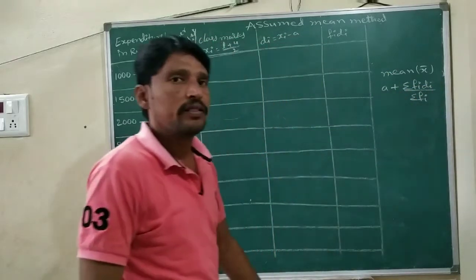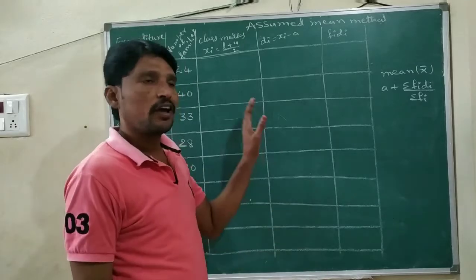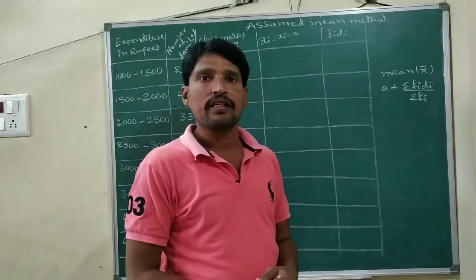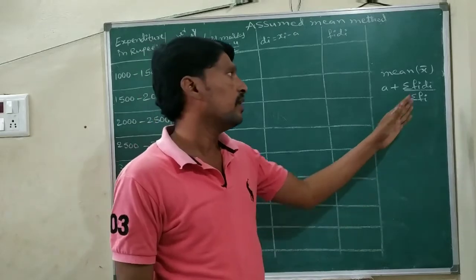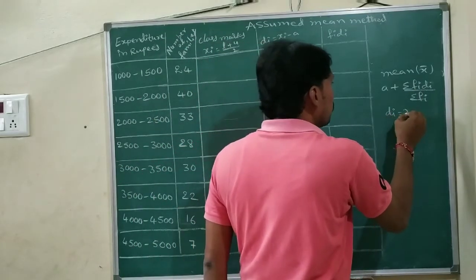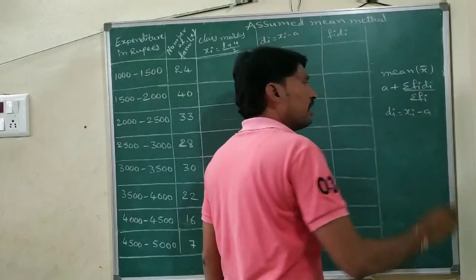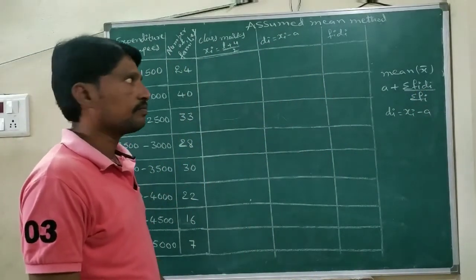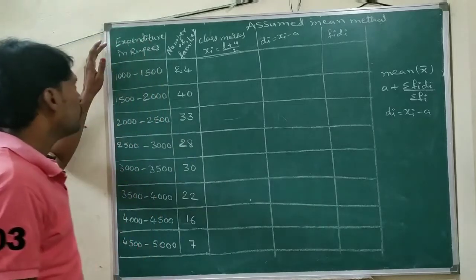Here A means the assumed value. We are assuming it from the class marks. Fi means the frequency of the respective class intervals. Di equals Xi minus A, we know the formula, and sigma Fi means the total frequencies we need to take. Now, I already took the table.